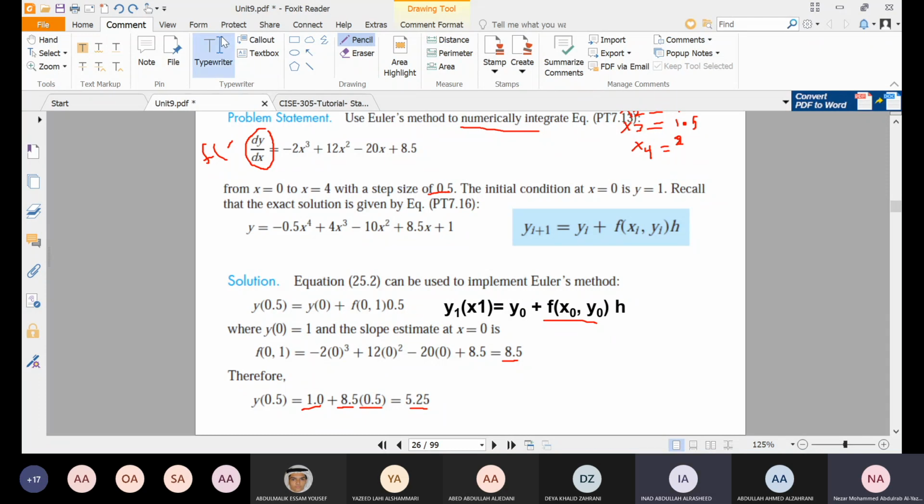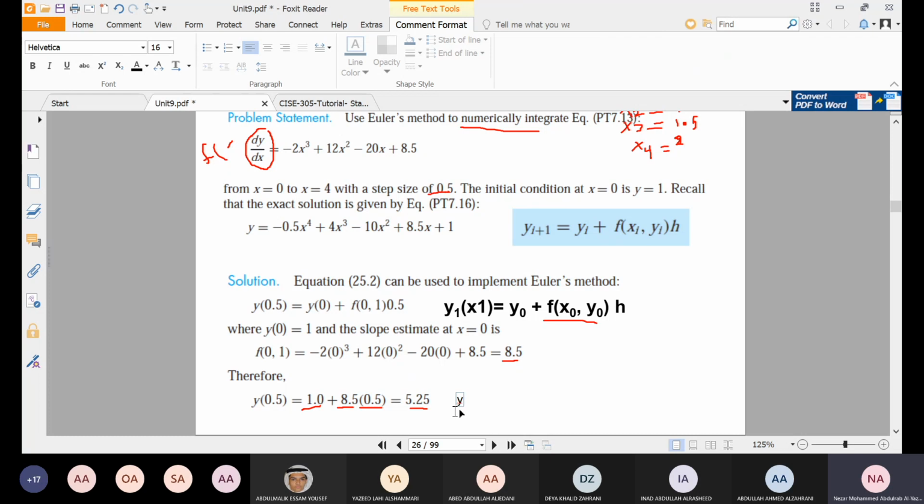Students like to type it like this one. In the exam, you can type it like this. You have here y1, so you type y0 plus, after that, just type the function that you have, because here h is 0.5, isn't it? This is multiplied by the slope. What's the slope? The slope is given, -2. Just type -2.